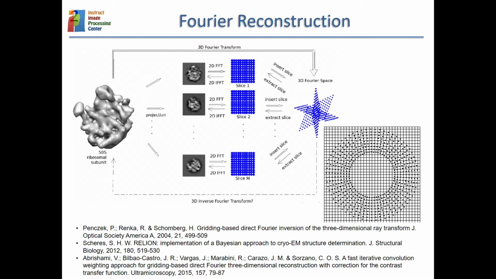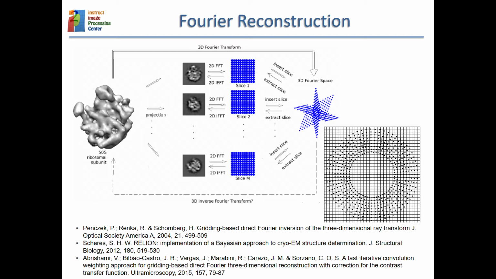But Fourier reconstruction or weighted back projection used to be the standard, and it is still very much used in electron tomography.